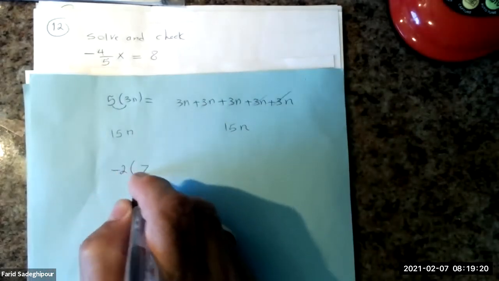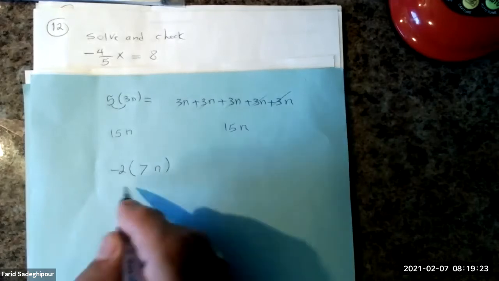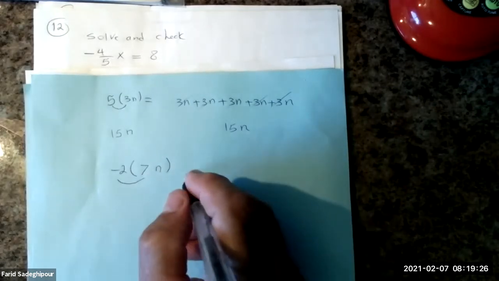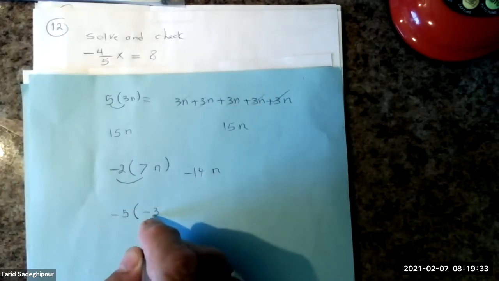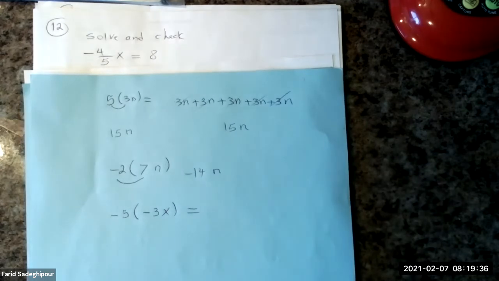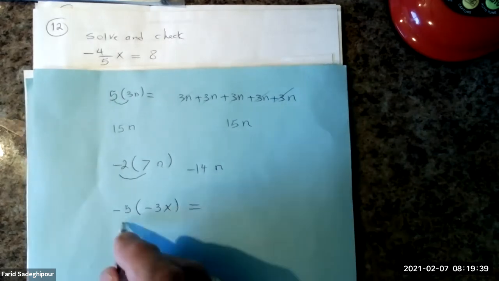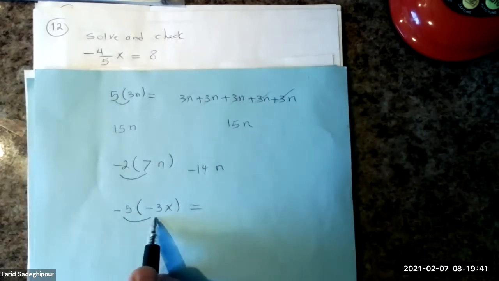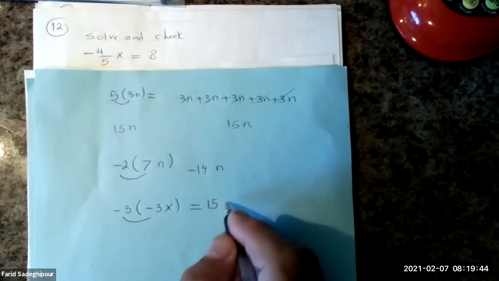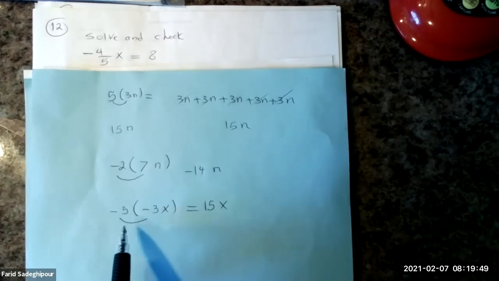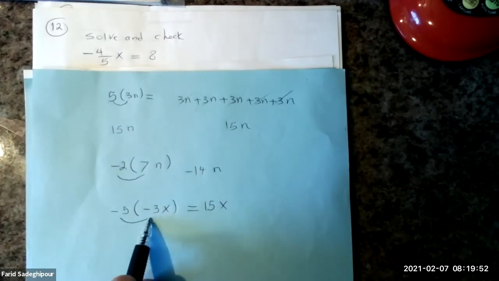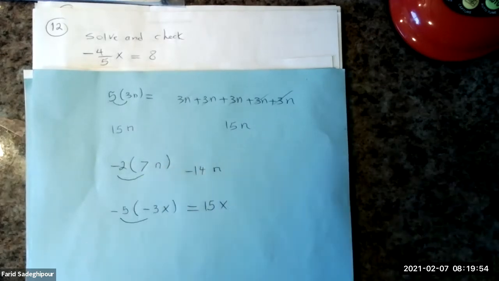So what is minus 2 times 7n? Example: negative 2 times 7 is negative 14n. What is minus 5 times minus 3x? Negative 5 times negative 3 is positive 15x. That's what we do: we distribute negative 5 into this parenthesis. We distribute negative 2 into this parenthesis.